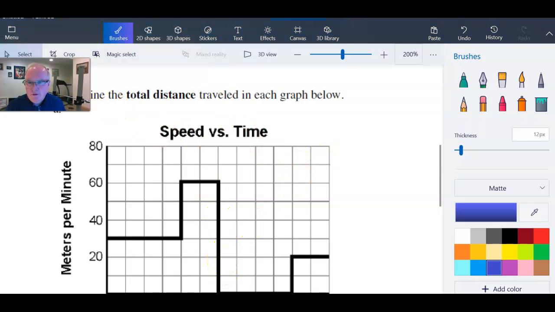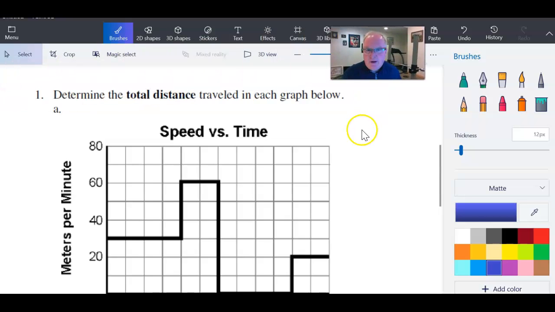Okay, and so when you see this question, determine the total distance traveled in each graph. Remember what we're trying to do is figure out, if we had a speed versus time graph like this, how far does that vehicle go? Or how far does that runner go, or whatever it is that's going? And what we can do is just find the area.